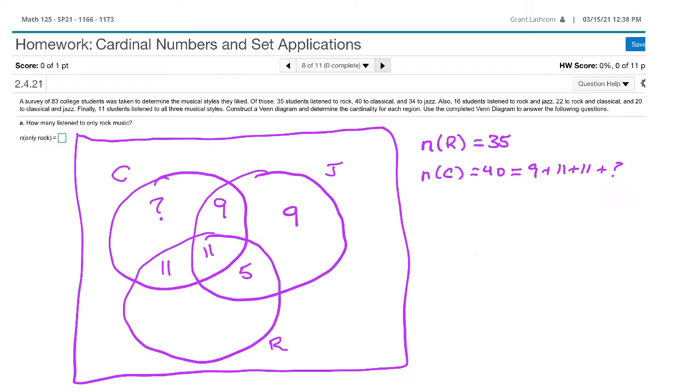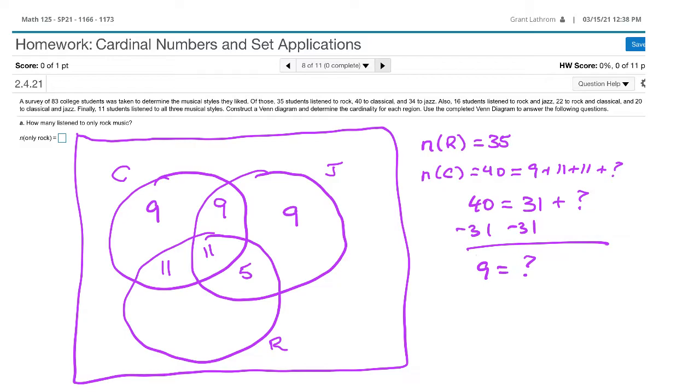And so kind of giving us that equation again, what do we have? 40 is going to be equal to 9 plus 11, so that's 20, plus another 11 more gives us 31. And then how many do we have left in the outside circle? Well, again, subtracting 31 from both sides, we see that we have 9 students left in that outside circle. And so for this, we have 9 students.